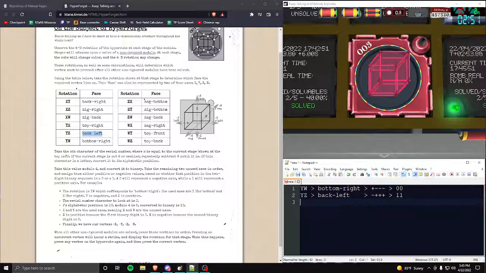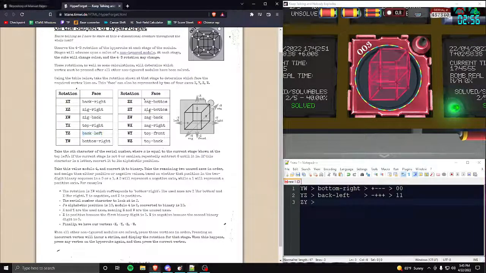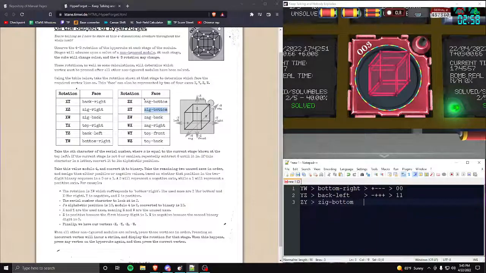Stage 3, turns red, is ZY. So ZY in this table is zig bottom. So X we don't know, Y is bottom, which is negative, Z we don't know, and W is zig, which is negative. Okay. Stage 3, we look at the third character of the serial number, which is a 7, mod 4 is 3, converted to binary is 1, 1. If it's a 1, it's a plus, and the second one is a 1, so this is also a plus. And this is the vertex we would press.